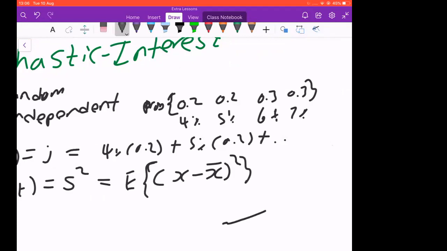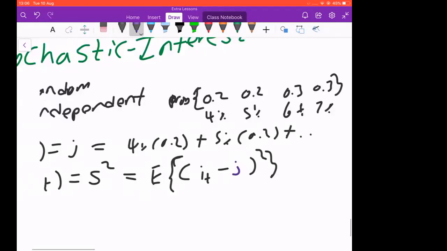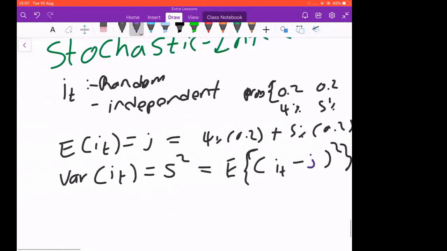Actually, these are your i's. I always forget. It's going to be i_t. You will have j, because j is your mean. So this is what they mean by finding the variance of return, right?